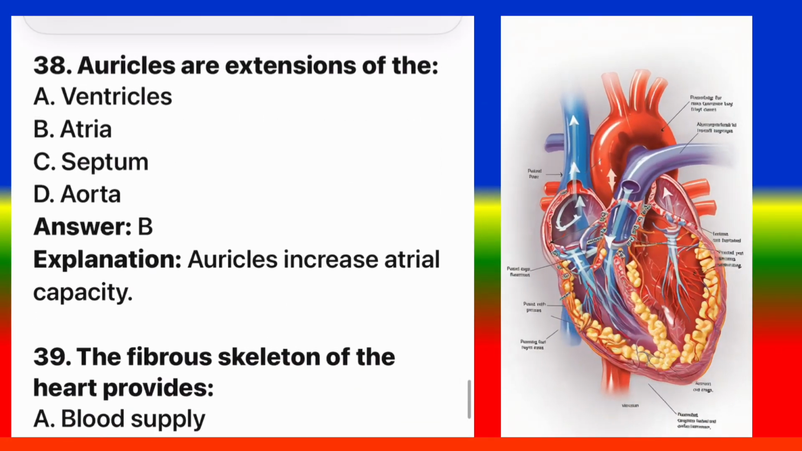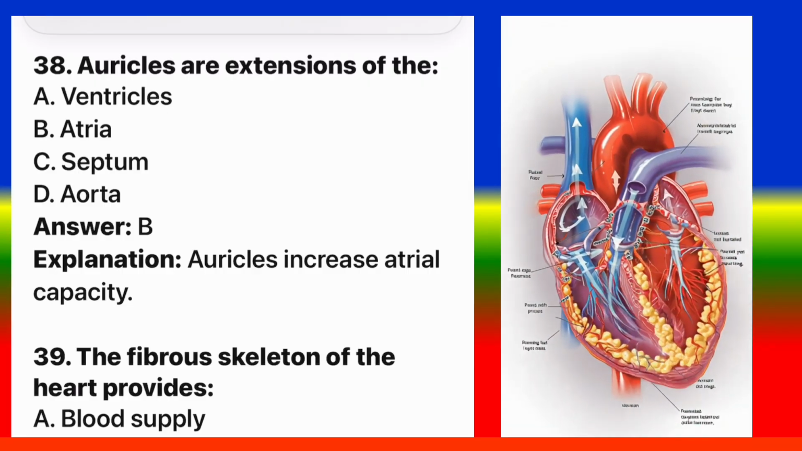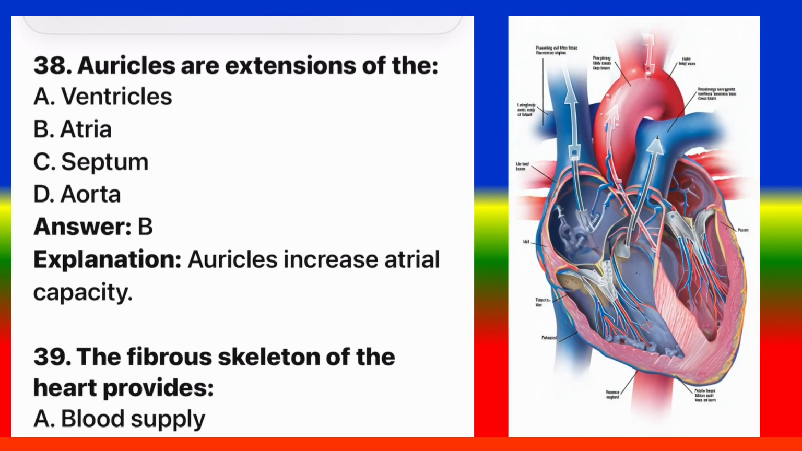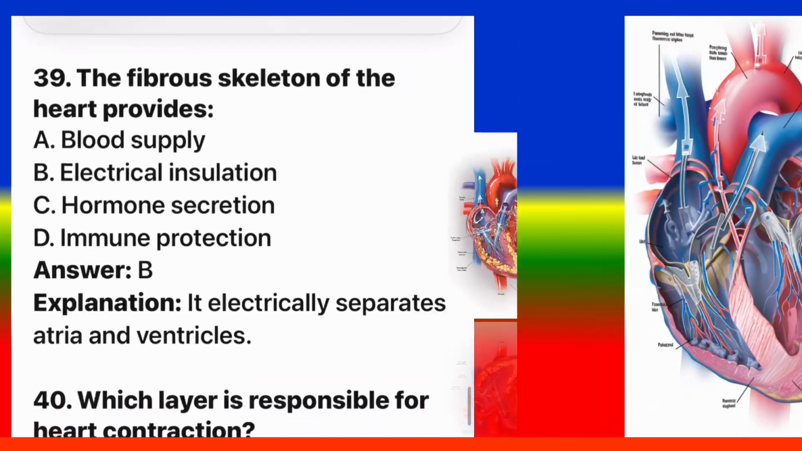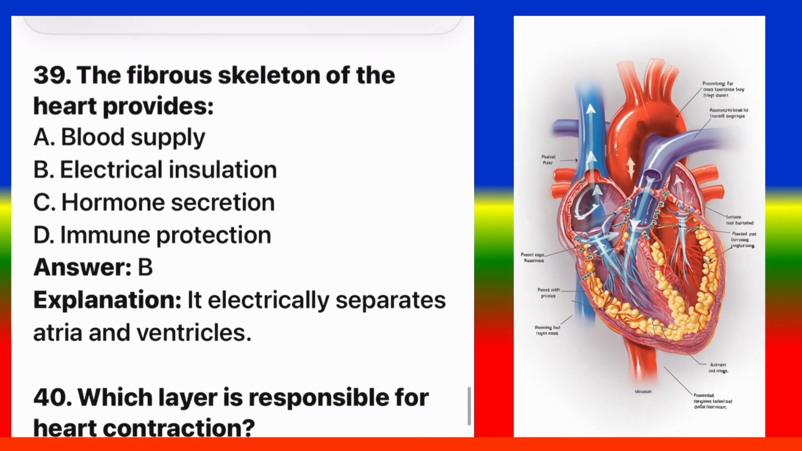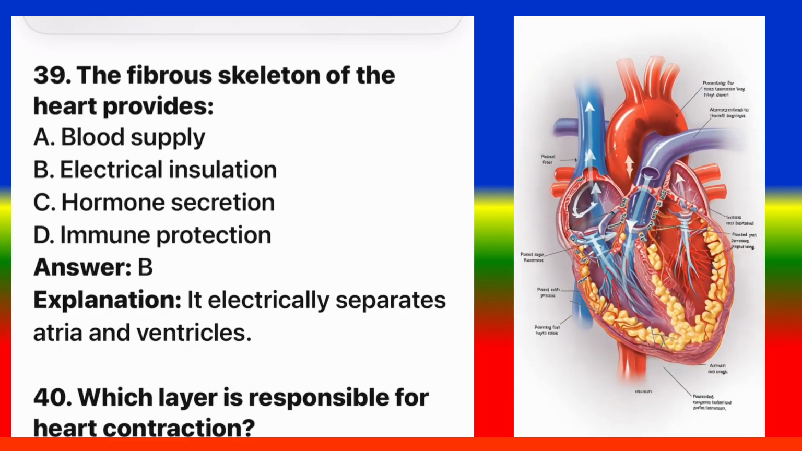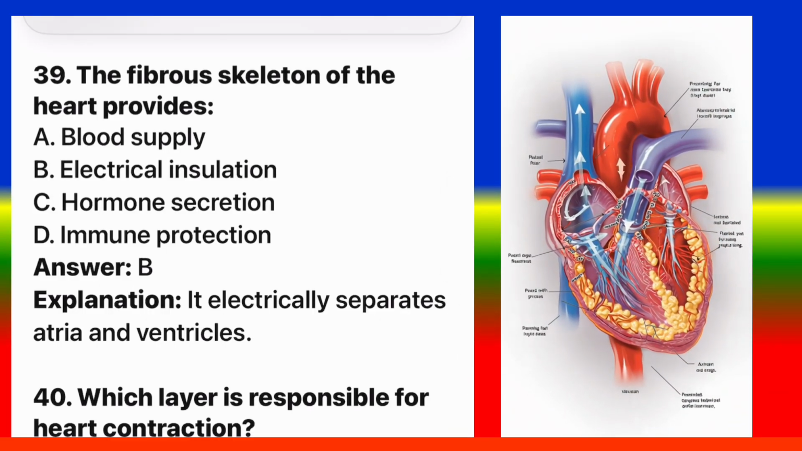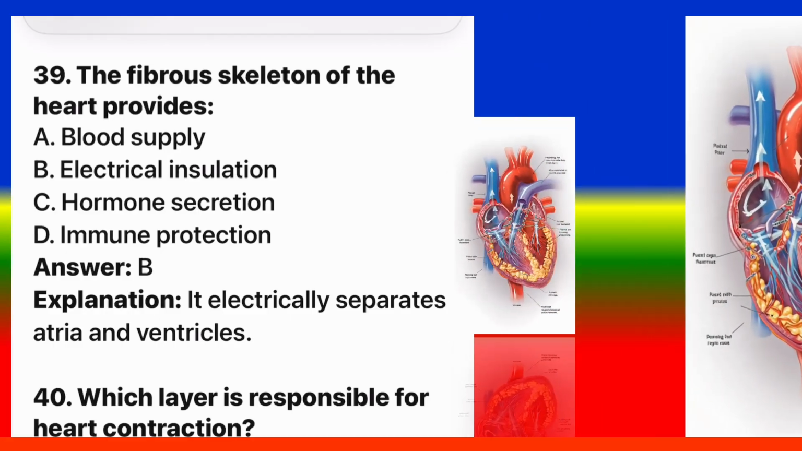38. Auricles are extensions of the A. ventricles, B. atria, C. septum, D. aorta. Explanation: auricles increase atrial capacity. 39. The fibrous skeleton of the heart provides A. blood supply, B. electrical insulation, C. hormone secretion, D. immune protection. Answer B. Explanation: it electrically separates atria and ventricles.